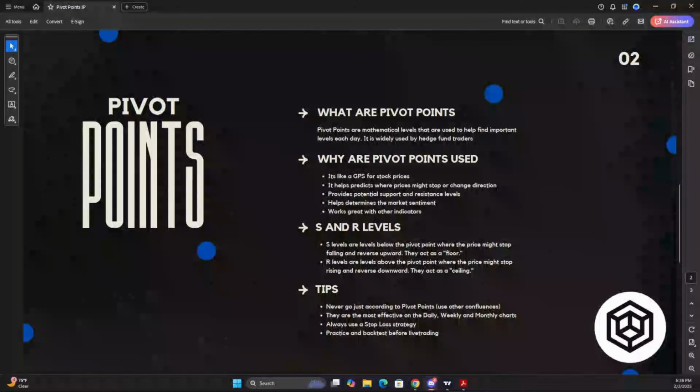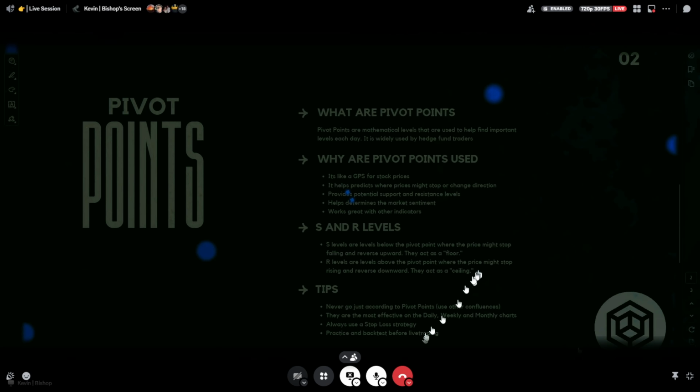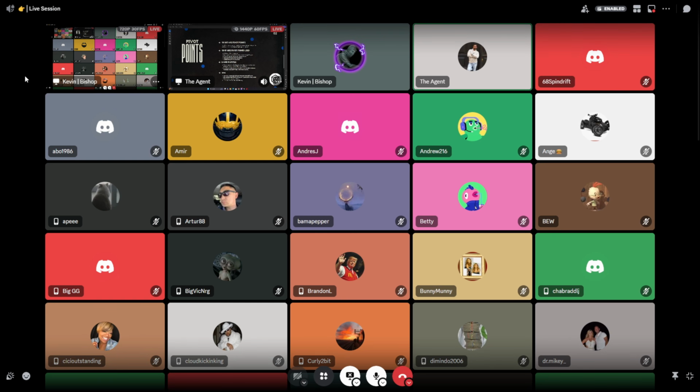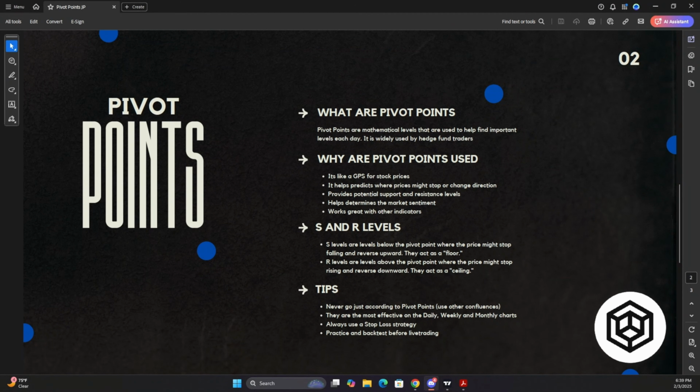Now, granted, these levels are not always going to be accurate, but they help. They help determine the market sentiment because you'll see that there are key pivot structures in which directional movement either turns bullish or bearish. And it works great with other indicators, right? So pivot points are fantastic because they allow you to have additional confluence to whatever system of trading you're using, right? So you have support and resistance levels.